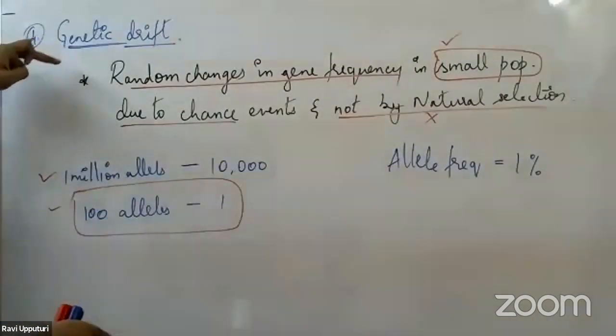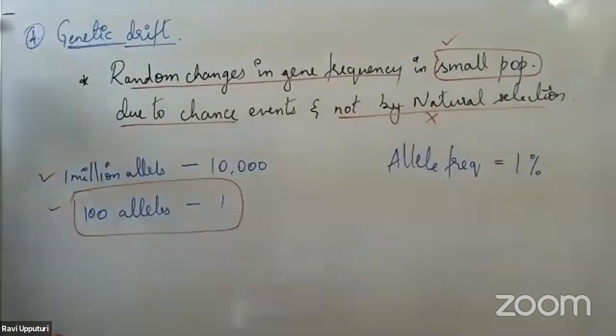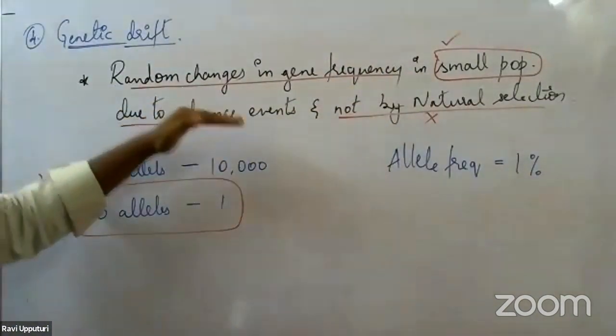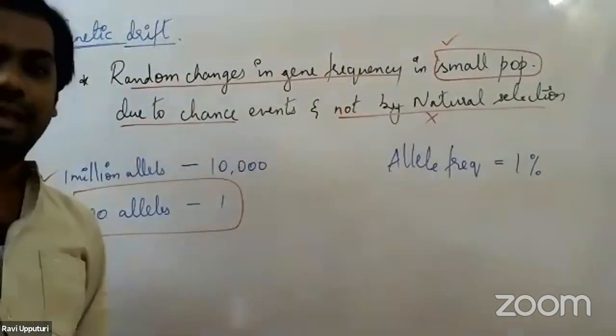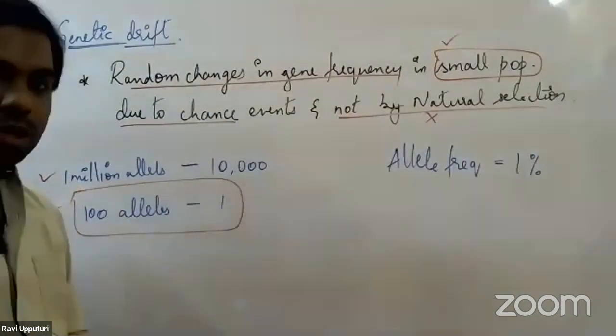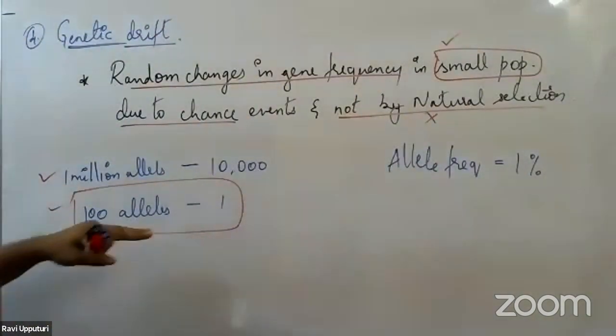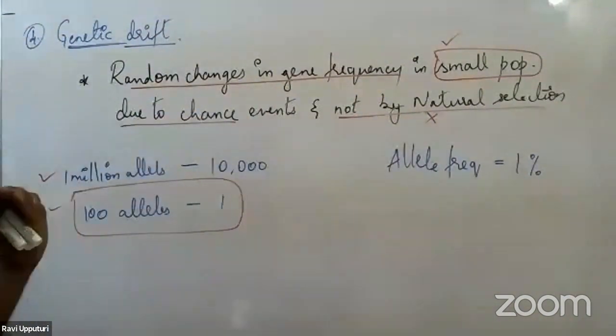So that's what we mean by genetic drift, right? Random changes in the gene frequency in a small population due to chance events and not by natural selection, right? Why? Because the probability of losing an allele is more in a small population than in a larger population.